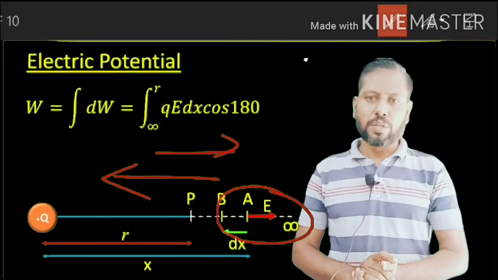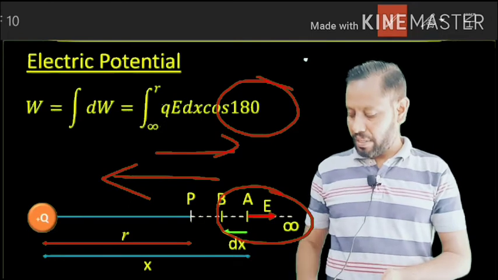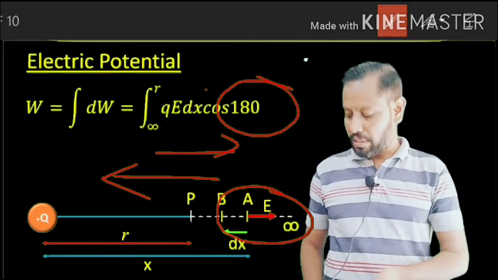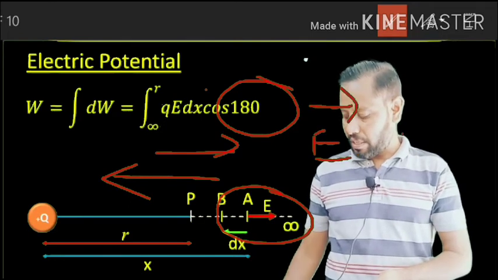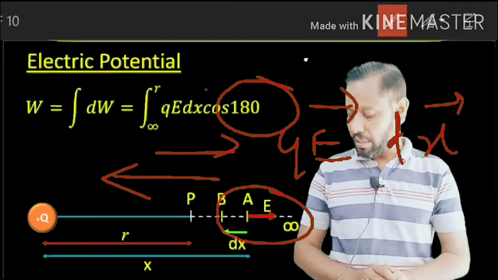So they are opposite to each other. That's why the angle here is 180. And as far as this cos is concerned, how is it coming? If I take q dot dx, let us say it is into qe, right?